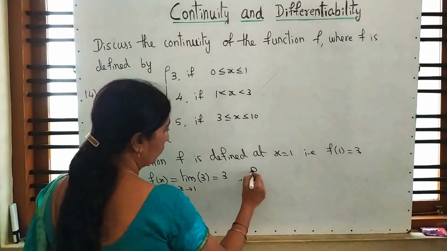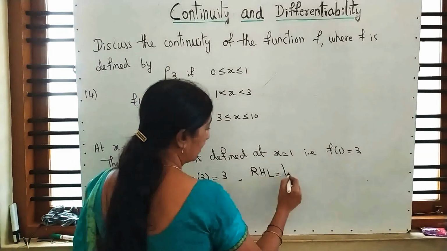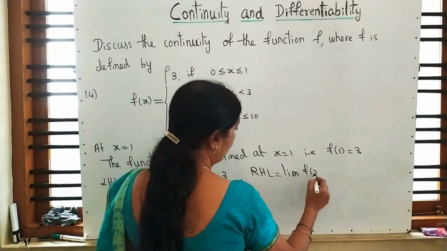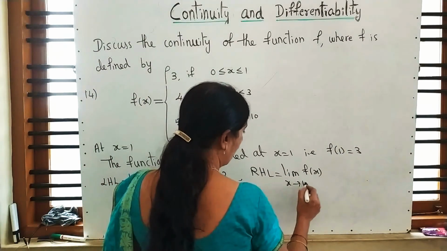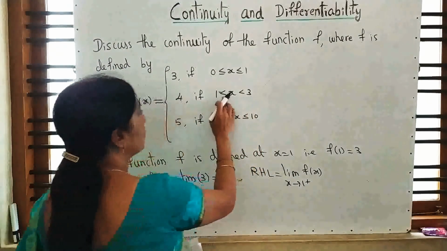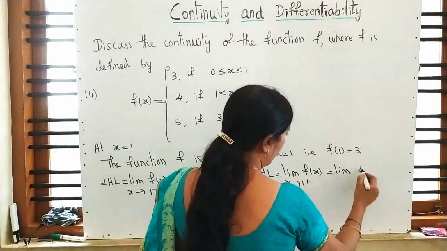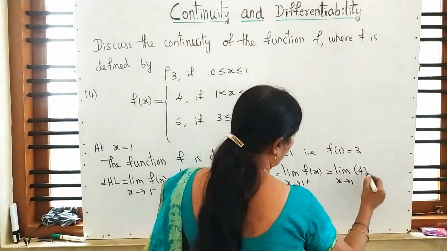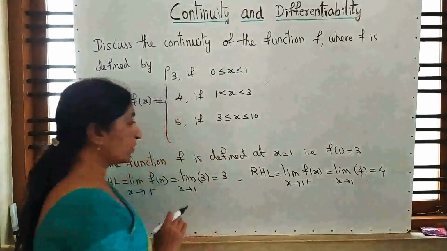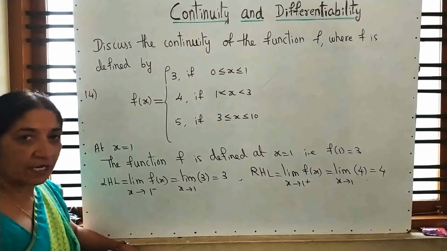Now I am moving to the right hand limit. That is the limit f of x as x tends to 1 plus. In the second expression, x is greater than 1. So we are selecting limit 4 as x tends to 1. Your answer is 4. Now observe, are the left hand limit and right hand limit equal?